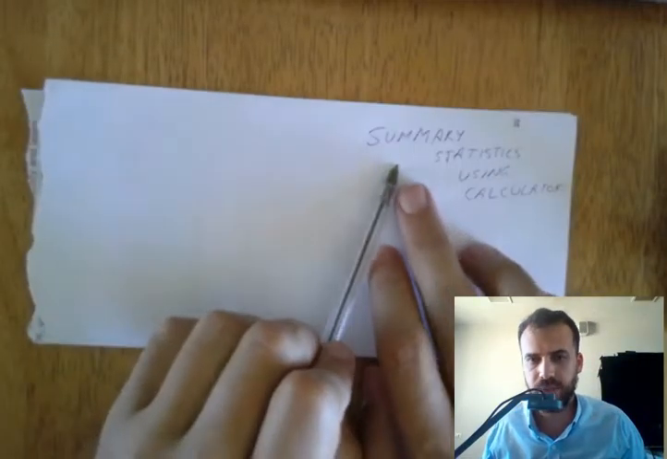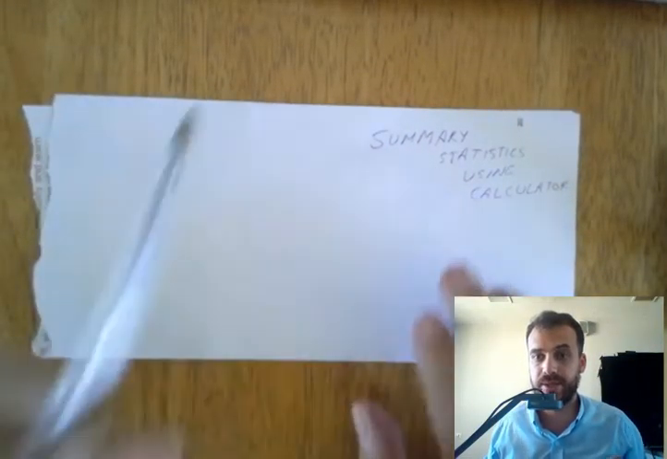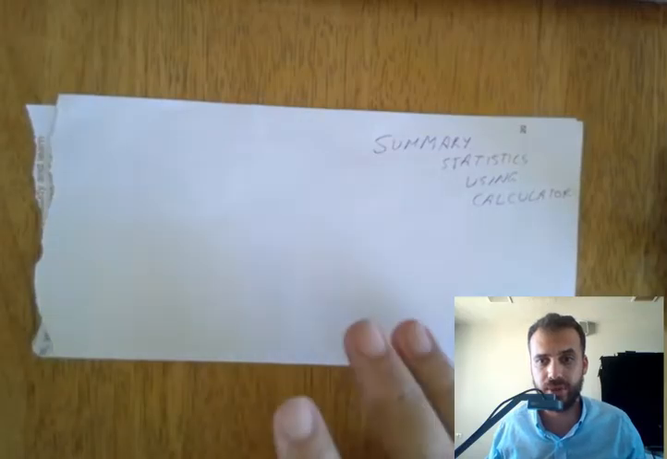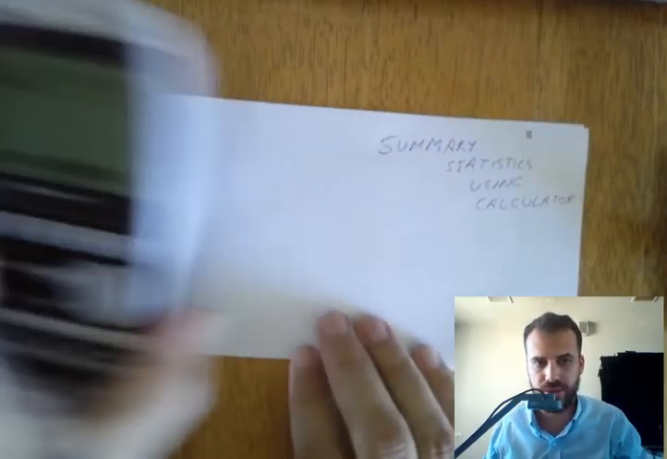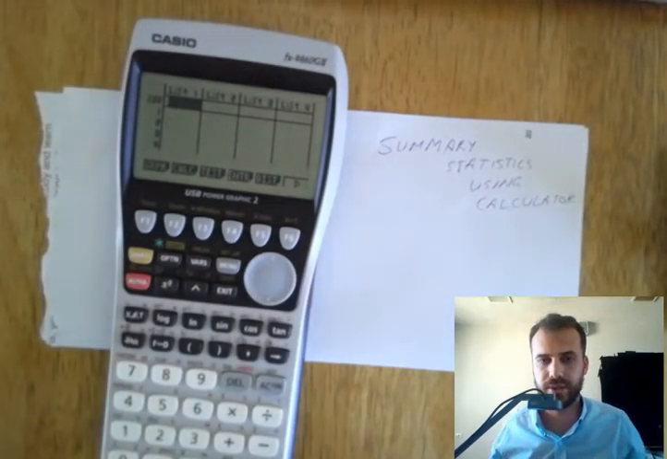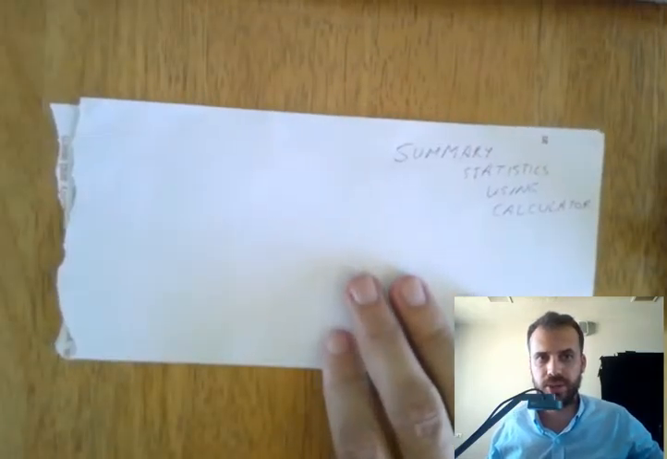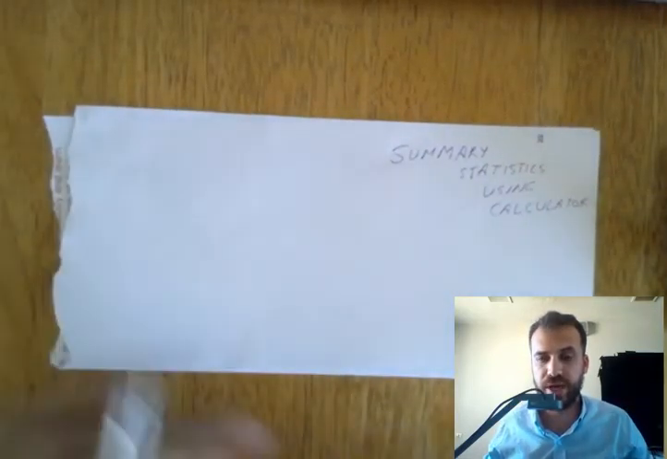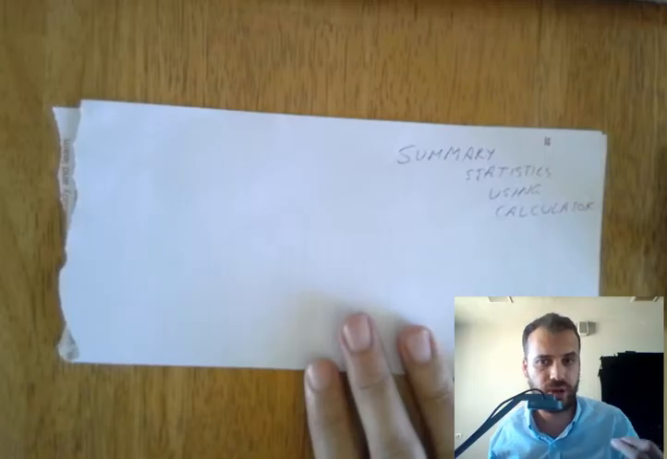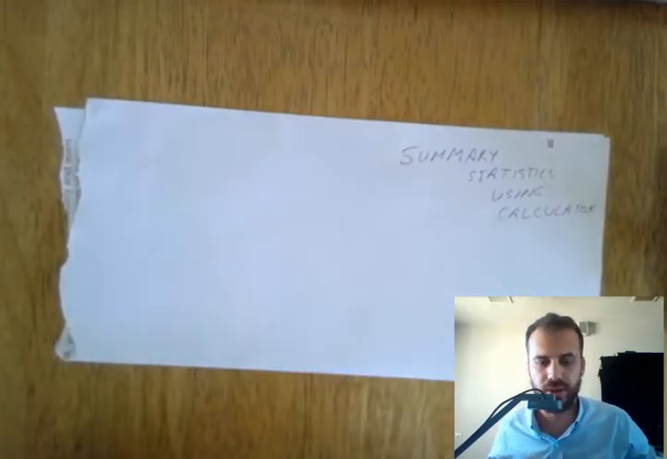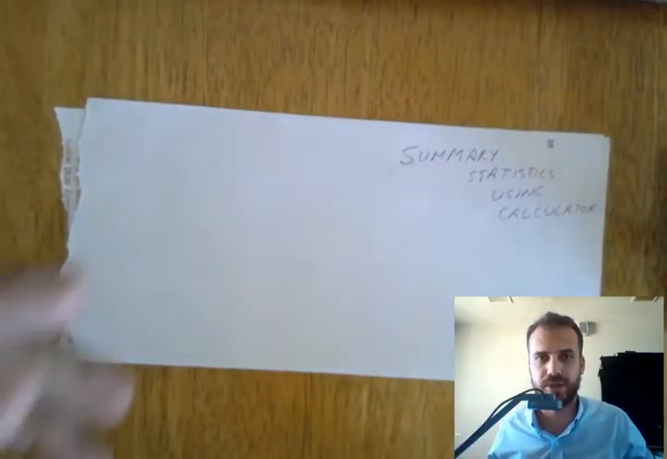Okay, so we're going to be doing summary statistics today, but instead of calculating everything by hand, we're going to cheat. We're going to use our calculator to do things. So I'm just going to create a fake data set, and then we're going to find everything out that we need to know about that. We're going to do all of our summary statistics.